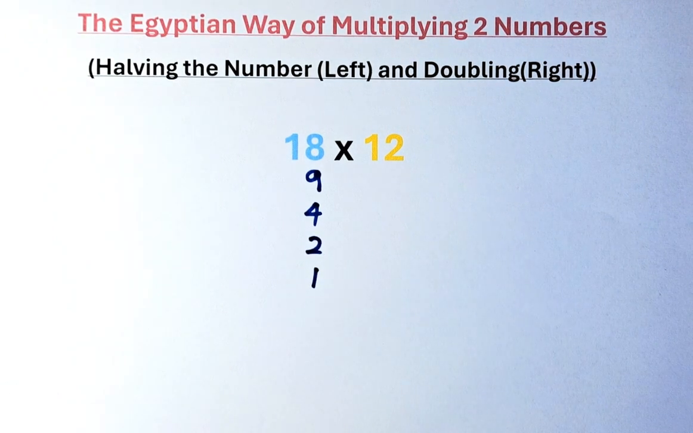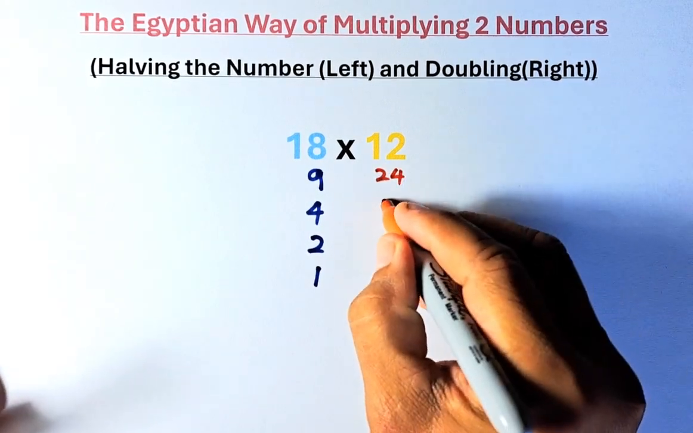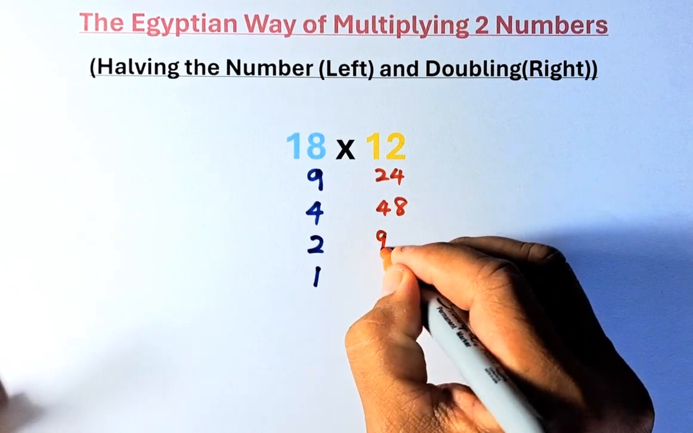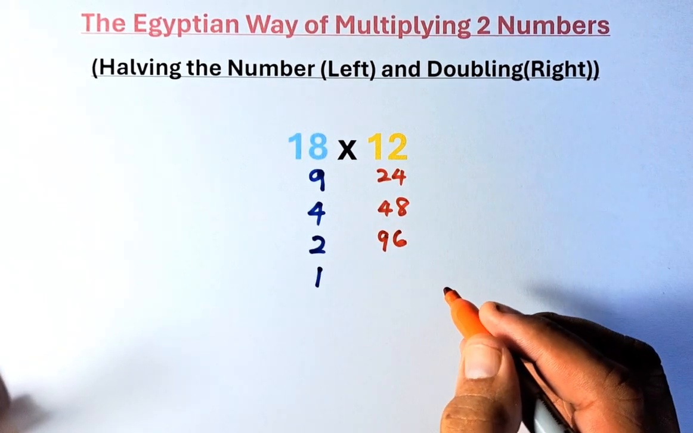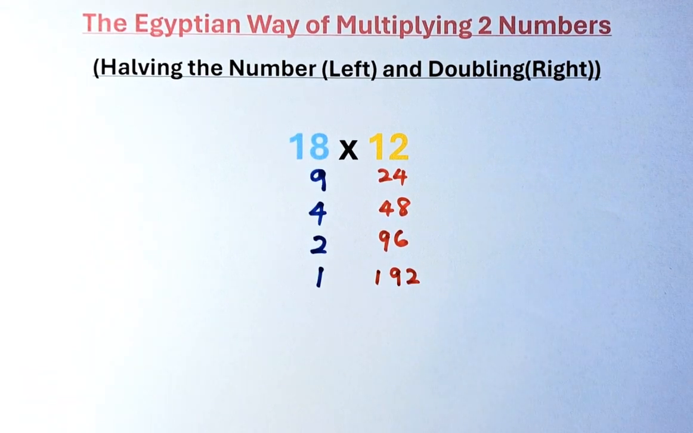Okay? So now we are going to double the number on the right hand side. Double 12 is going to be 24. Double 24 is going to be 48. Double 48 is going to be 96. And then double 96 is going to be 192. So now we have an interesting situation.